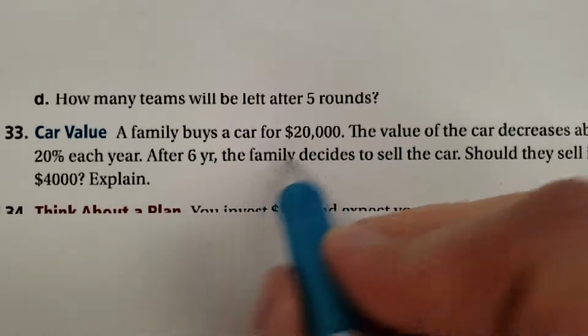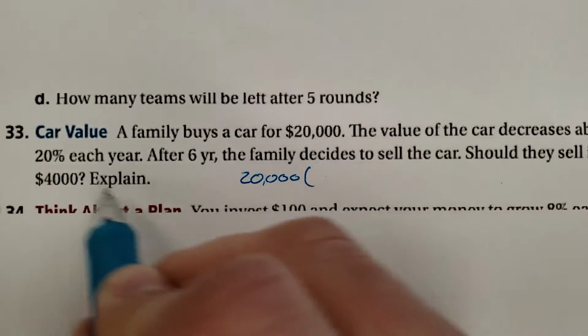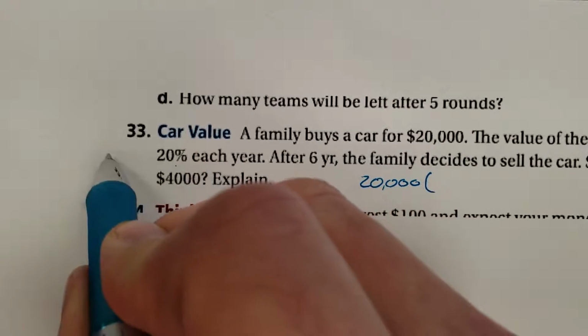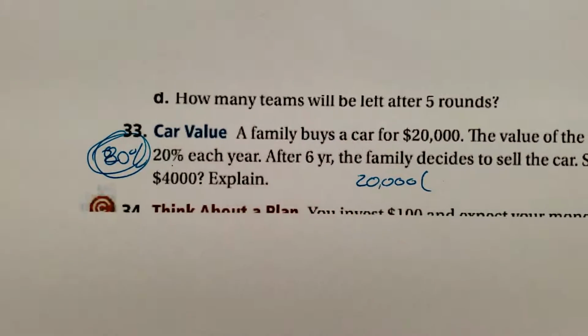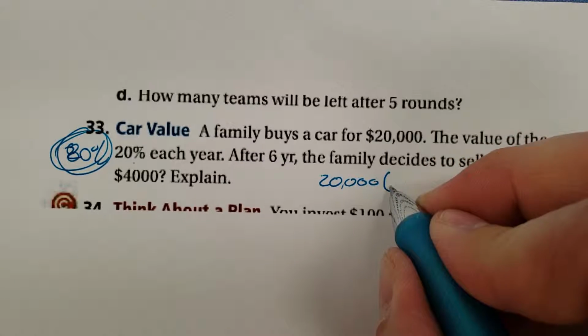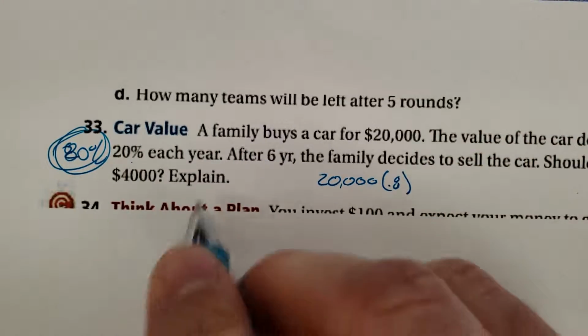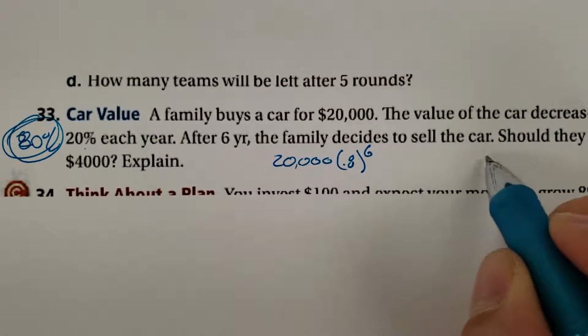Well, here we go. So I would take the $20,000 they bought it for. I really need that comma. Now, if you lose 20% of your value, that means you keep 80% of your value. I really don't care how much I lose. I want to know how much I keep. So I would take that 20,000 times 0.8. How many years go by? 6 years. Boom. Okay. So put that in your calculator, see what it is.